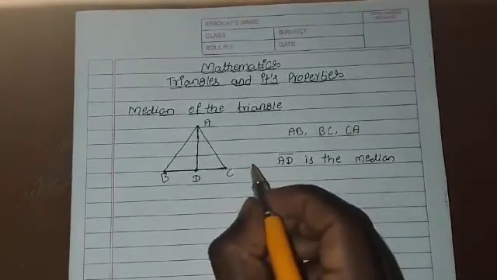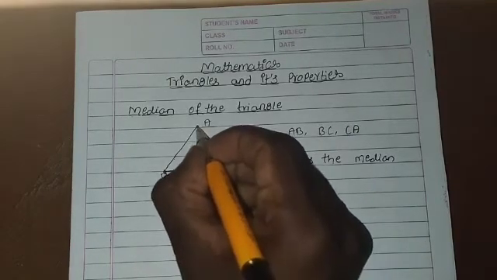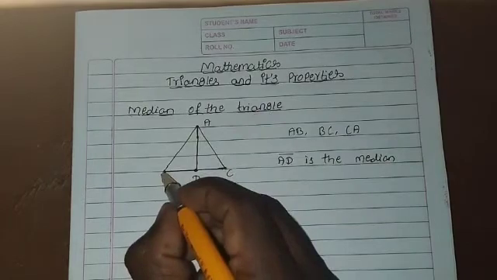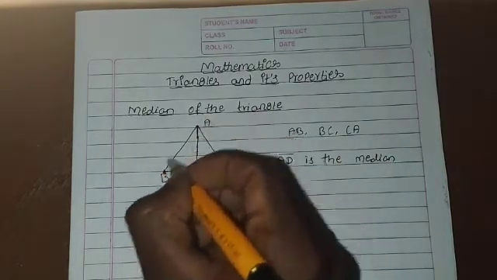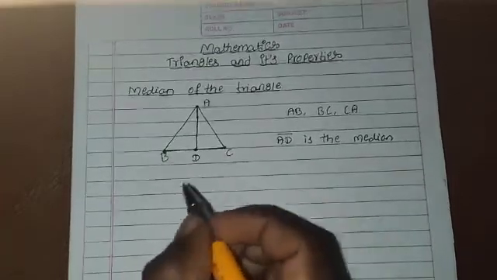Median means the line segment joining the midpoint of any side of the triangle to its opposite vertex. If I take AC, B is the opposite vertex. If I take AB, C is the opposite vertex. This is the median of the triangle.